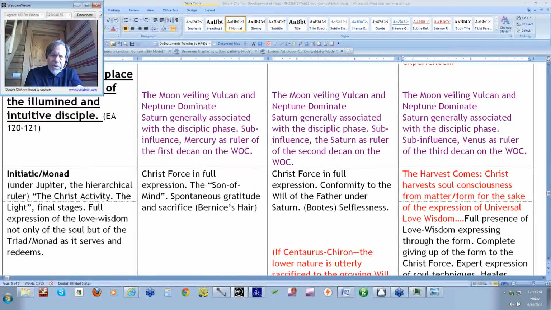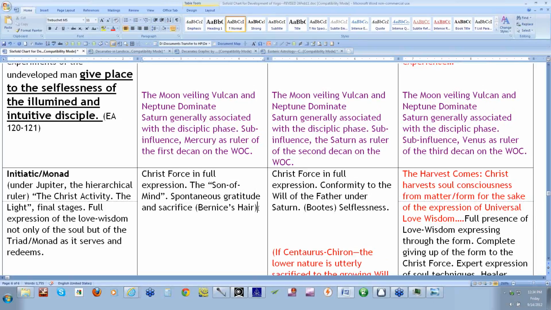So in the Mercury decanate, the Christ force is in full expression. The Son of Mind is filled with the sense of being the true inner Christ. Not just a mind, but Christ in that mind, the mind that is in Christ. Spontaneous gratitude and sacrifice, Bernice's hair is there, and realizing that it is intelligent thus to sacrifice. Okay, it is intelligent thus to sacrifice.